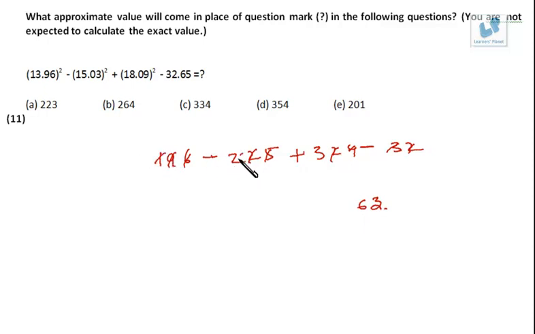Then 1 minus 2, minus 1, minus 1 plus 3 is 2. So it's around 263, and the other options are quite far from 263. So no need to worry, it's the correct answer. Okay.